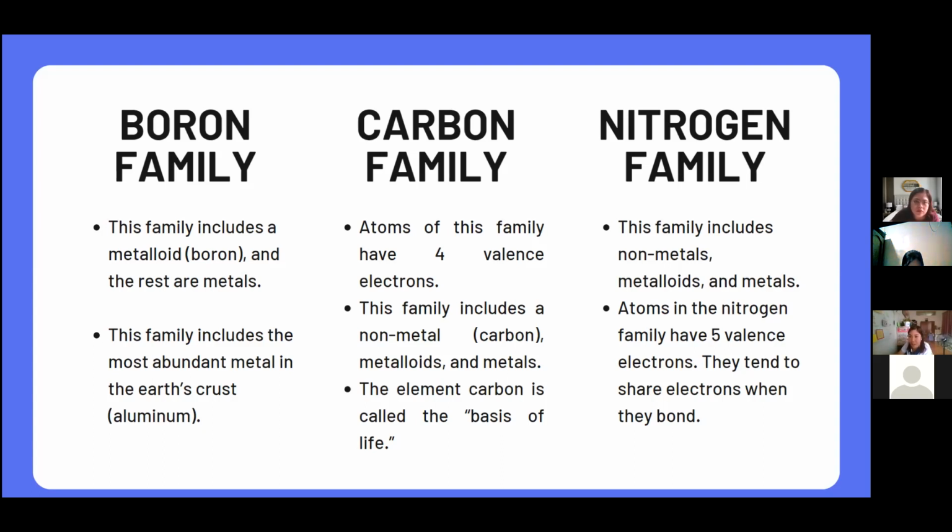So next family, we have carbon family. So atoms of this family have 4 valence electrons. So group 4 man si carbon family, so we can conclude na 4 valence electron din siya. So this family includes a non-metal, which is carbon, metalloids, and metals. And also the element carbon is called the basis of life. So it is so important now we have a separate branch of chemistry dedicated only to carbon compounds, which is organic chemistry.